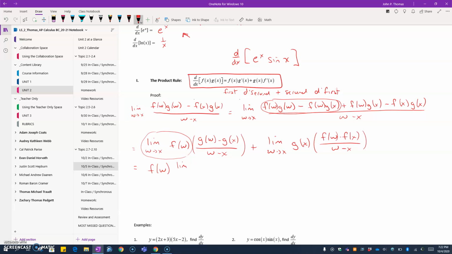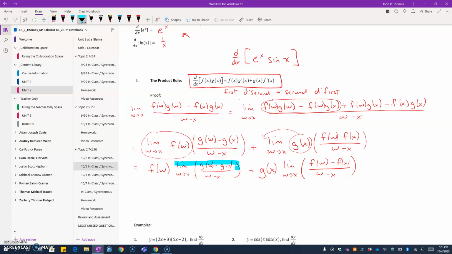All right, and that's going to leave me with a limit as w approaches x of g of w minus g of x over w minus x. Plus, and on this one, w is what's changing, so that g of x out here in front is really like a constant. So I can bring that out in front of the limit. So I've got g of x, limit as w approaches x of f of w minus f of x over w minus x.